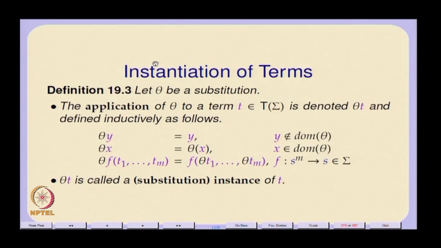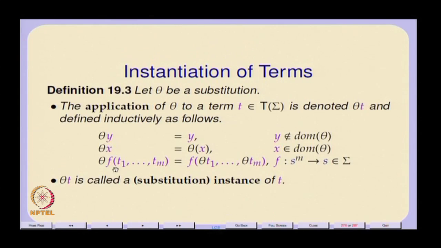For any substitution, you can apply a substitution to a term, and that can be defined by induction on the structure of the term. For any variable which is outside the domain of the substitution, there is nothing to be replaced, so the effect of the substitution is to leave that variable unchanged. For any variable in the domain of the substitution, the effect is to replace it by the corresponding term. So, if s for x is the replacement, then theta applied to x will give me s.